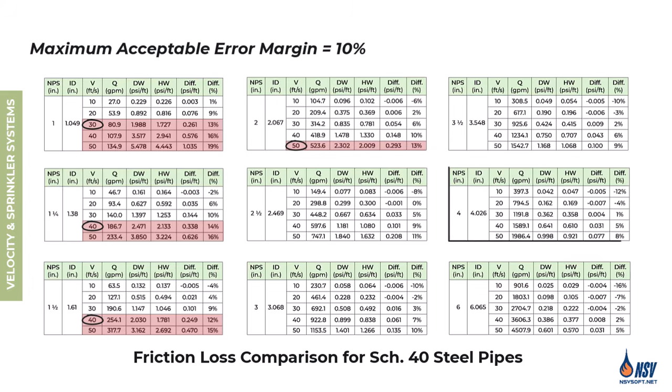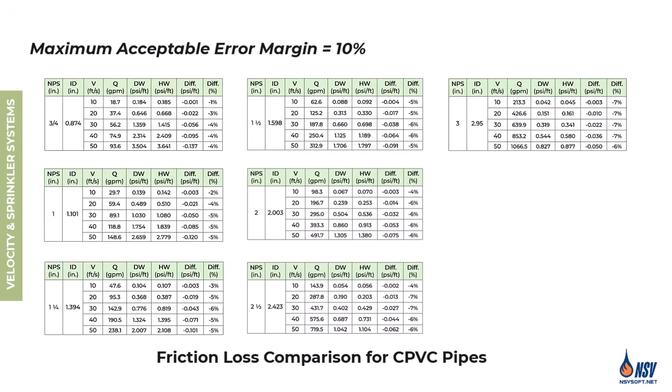And look at the 4-inch and 6-inch pipes. Even at an extreme 50 feet per second, they only hit an 8% and 5% error. They never cross the threshold. It gets even more interesting when we look at the tables for CPVC pipe. At none of these velocities do we exceed the allowable threshold.